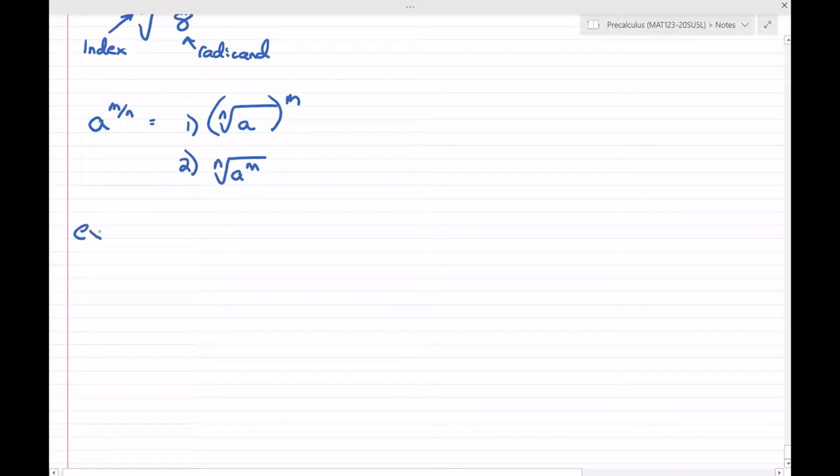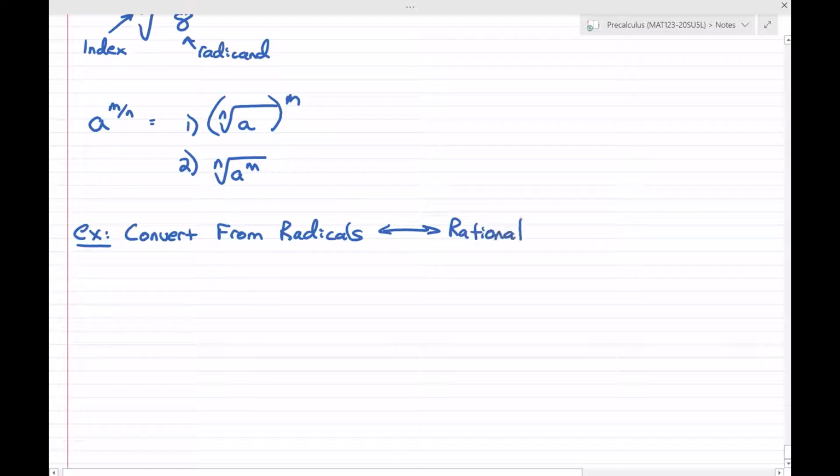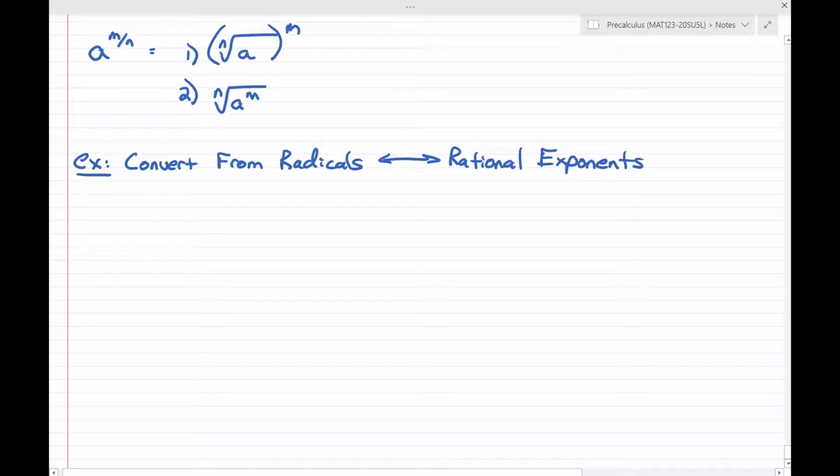So what I wanted to do now is let's just practice converting from radicals to and from rational exponents. And an exponent is just another word for a power. So what that means is we're taking radicals and we're turning them into powers and vice versa.